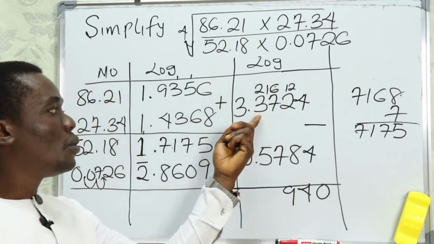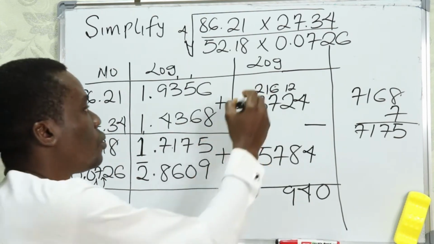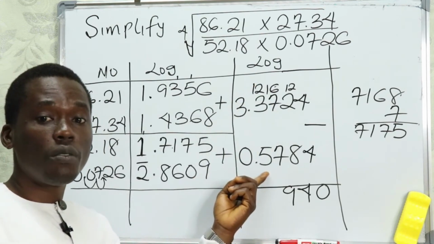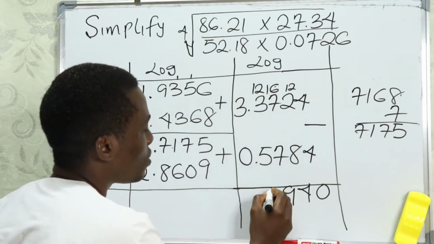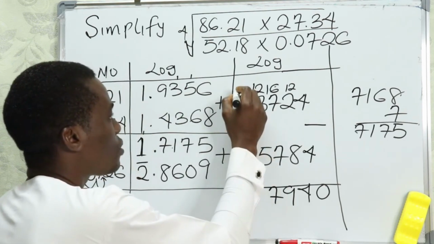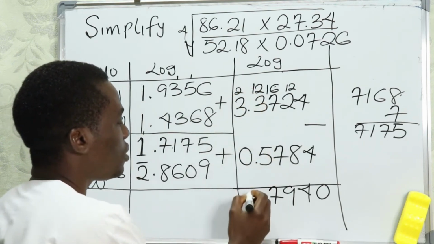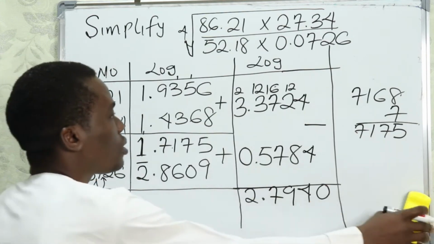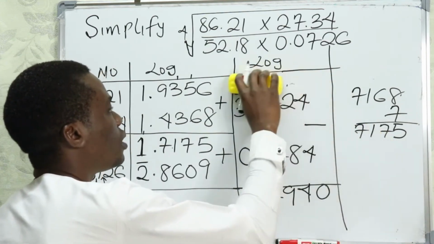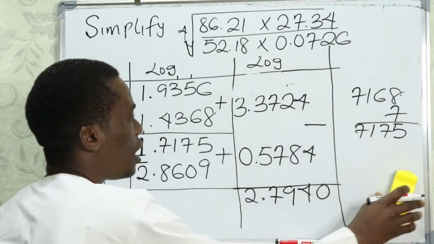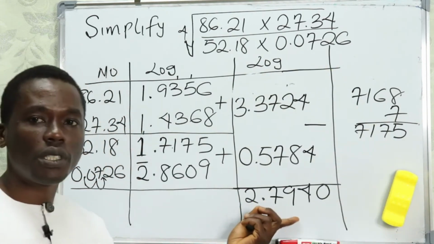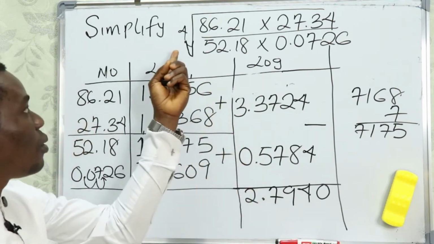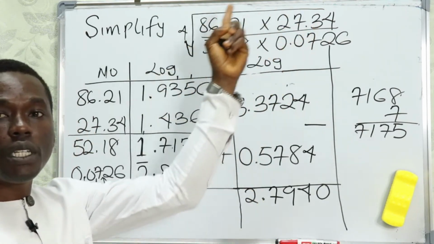So this will remain 2. 2 minus 5 is not possible. Put 1 here to make it 12. 12 minus 5 will give us 7. So we'll have 2 remaining here. 2 minus 0 will give us 2. So we'll have our 2 point 7940. So having gotten this now, remember we are looking for the fourth root of all these values.